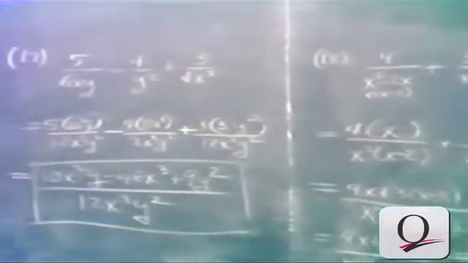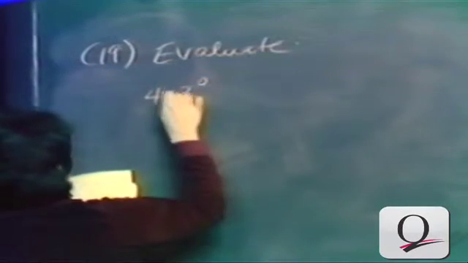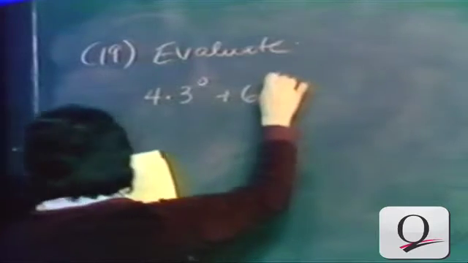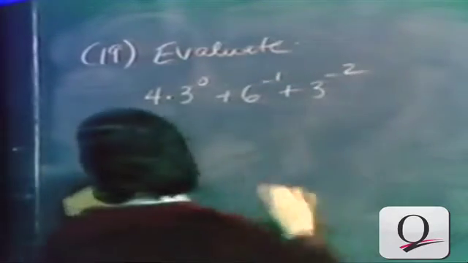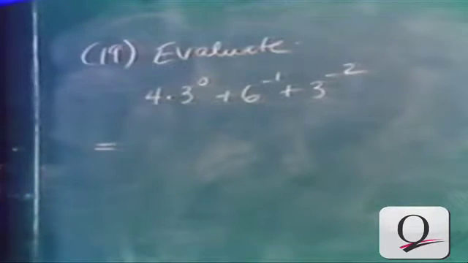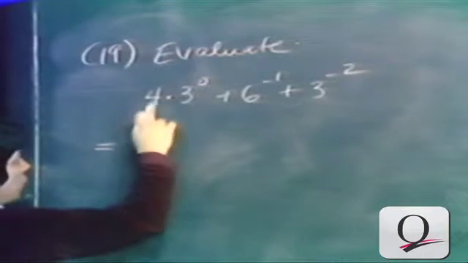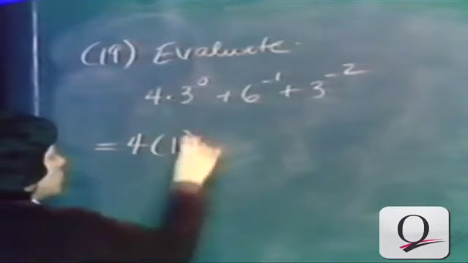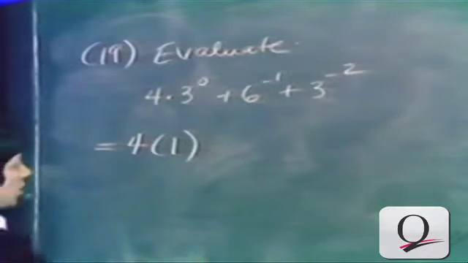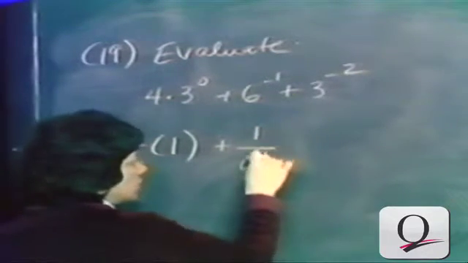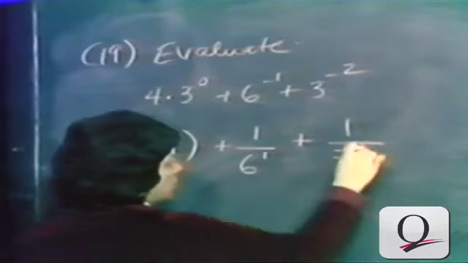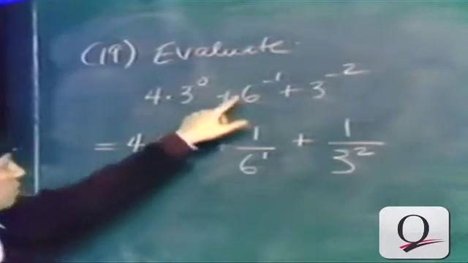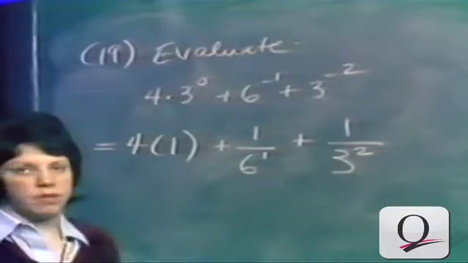All right, in example 19, we want to evaluate the following: 4 times 3 to the 0 plus 6 to the minus 1 plus 3 to the minus 2. This is not 4 times 3, or 12, to the 0, which would be 1. This is 4 times 3 to the 0. 3 to the 0 is 1, plus 1 over 6 to the first power, plus 1 over 3 to the second power. We move these things to the denominator with positive exponents.